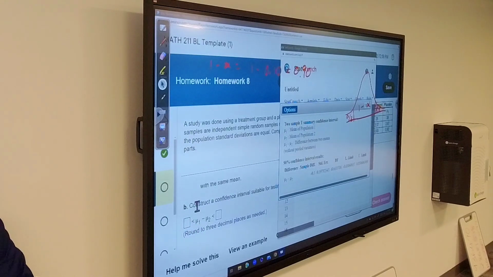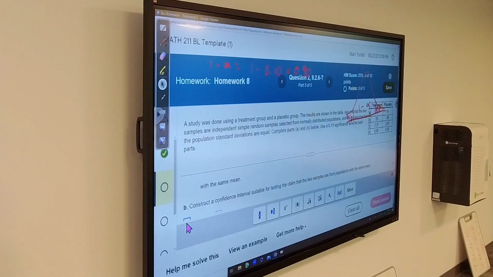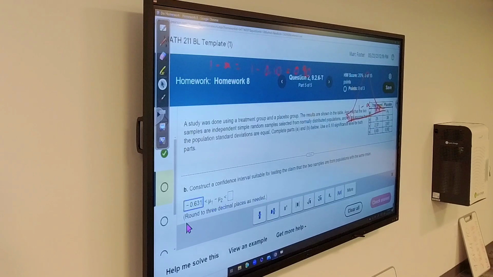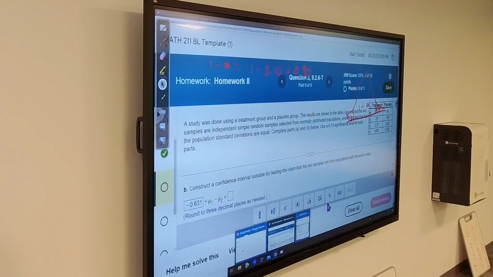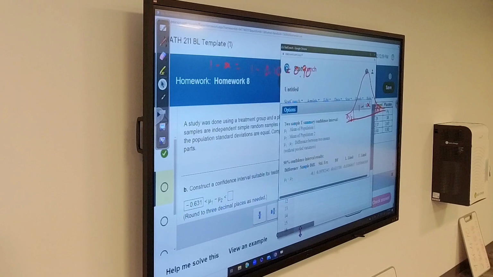To 3 decimal places, I would put minus 0.631 and positive 0.031.